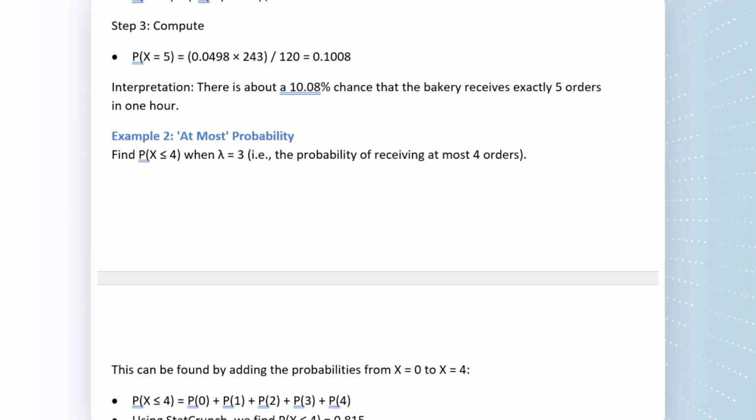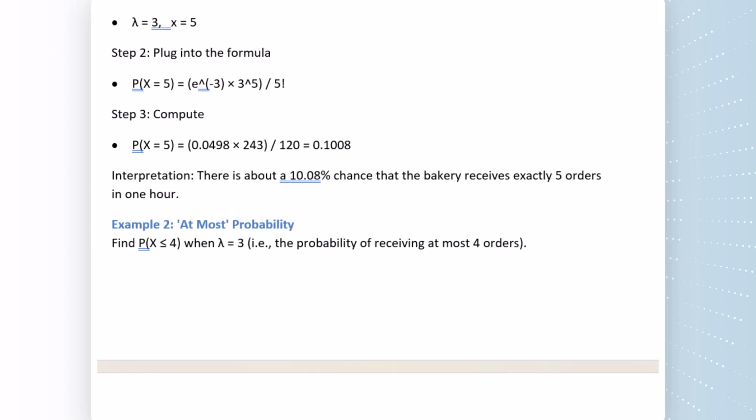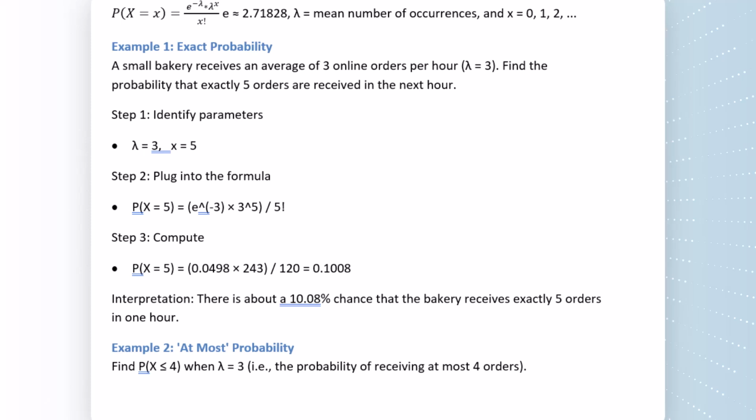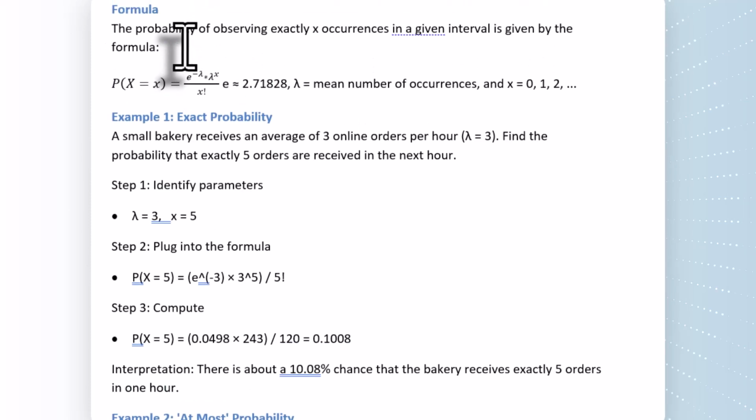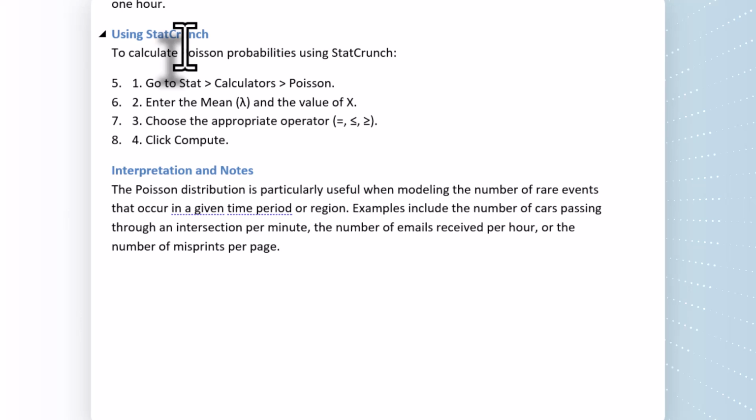Okay, the other example: what is the probability that the bakery will receive at most 4 orders in the next hour? So he wants probability of x less than or equal to 4. You can do this using the formula. At most 4, guys, means like 4 or 3 or 2 or 1 or 0. You can use the formula right here and plug in x equals 0, 1, 2, 3, 4, and then add them up. But StatCrunch can do it for you, so I'm going to show you how to do that in StatCrunch in one shot.